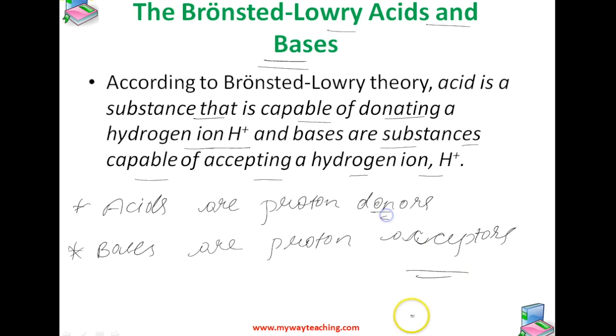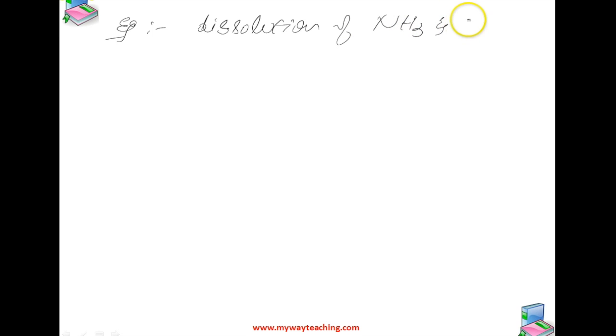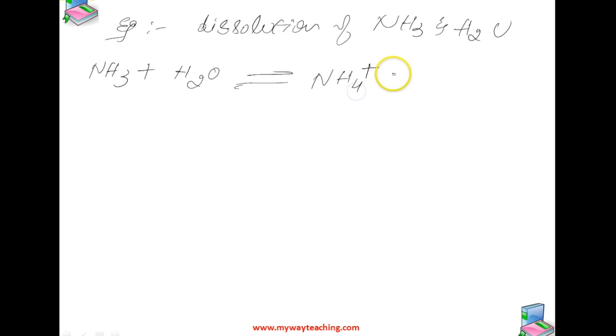Okay, these are donors and these are the acceptors. So I will write down the example of dissolution of NH3. Consider dissolution of NH3 in H2O. This can be represented as NH3 plus H2O, which gives NH4 plus and OH minus.